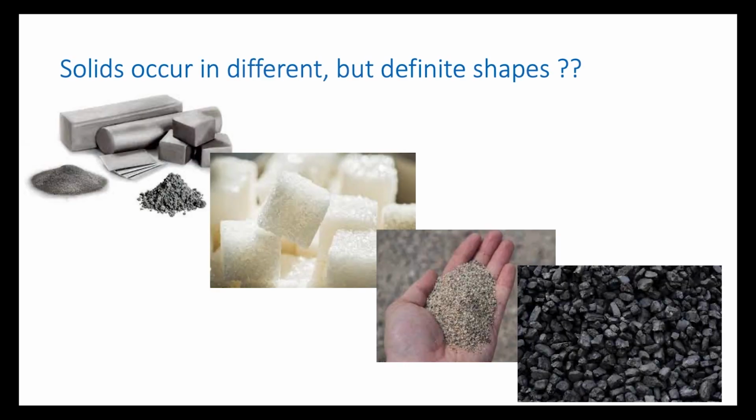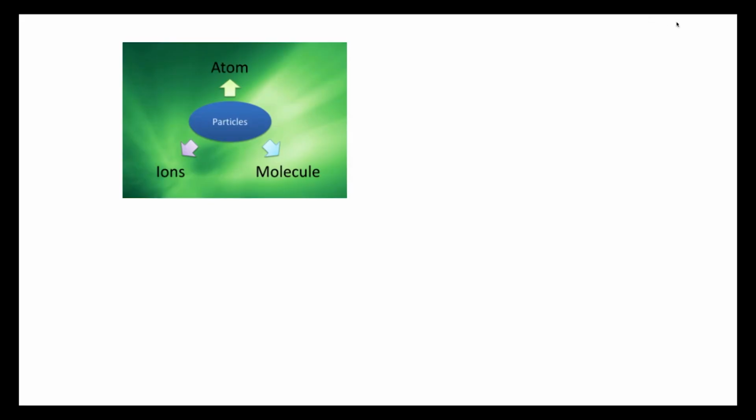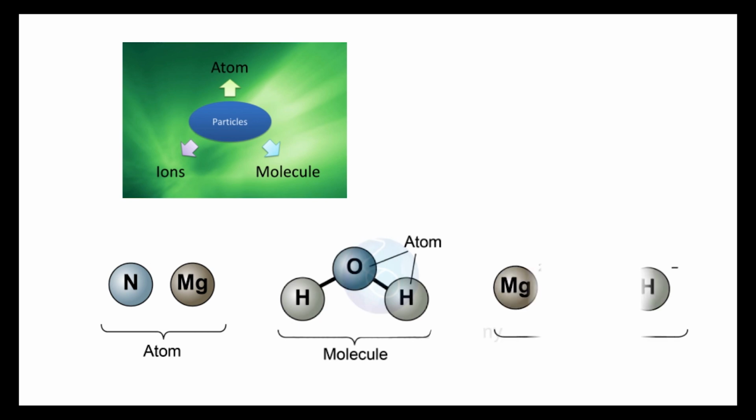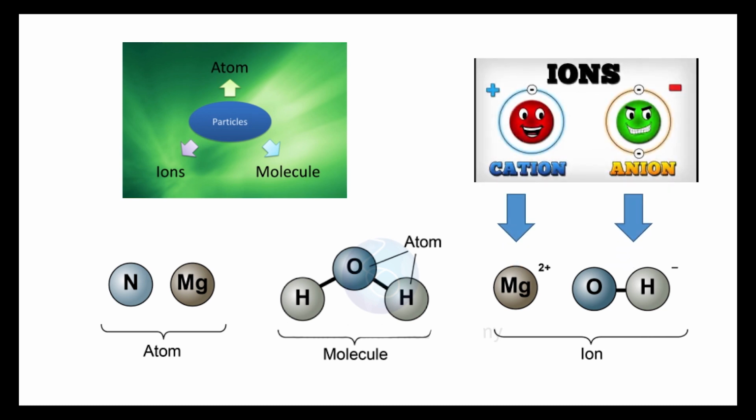Let's see the characteristics that distinguish solids from other states. You might have noticed that solids occur in different but definite shapes. Why do solids have definite shapes? To understand this, we need to check the particles that constitute matter. The constituent particles in any matter can be atoms, ions or molecules. As you know, an atom is the smallest indivisible part of an element. Molecules are particles that are made up of two or more atoms, and ions are particles that carry charge. Positively charged ions are cations and negatively charged ions are anions.